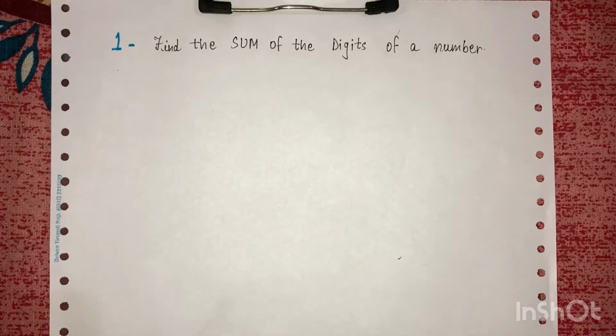As you know by the title, in this video we are going to write a code to find the sum of the digits of a number, and also we will learn how to draw a flowchart for the same code. So let's get started by writing the code first.